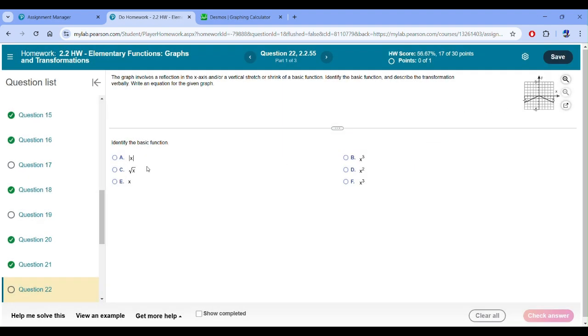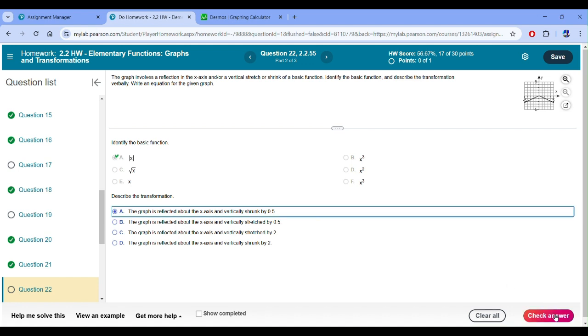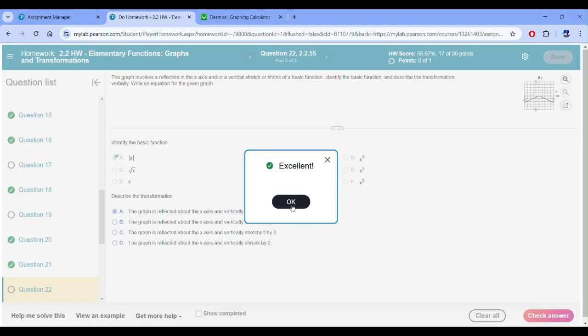So now here, this is going to be obviously it's a v, so it's an absolute value function. Continue. The graph is reflected about the x-axis, and it looks like it's wider. So it was vertically stretched by a fraction. So it was reflected over the x-axis, vertically shrunk. I think it's a shrink by 0.5. Yes, because it shrunk.